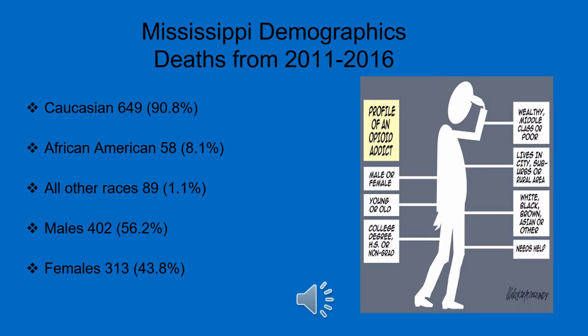This slide shows the demographics related to deaths from 2011 through 2016. The highest race of deaths would be Caucasian at 649, and males also had a high percentage of that total, with 402 deaths that were male.